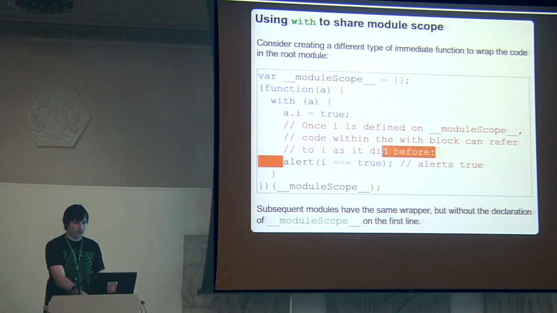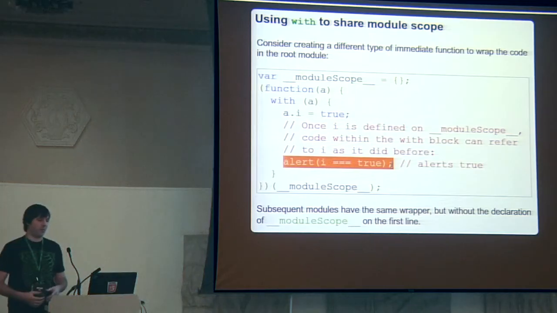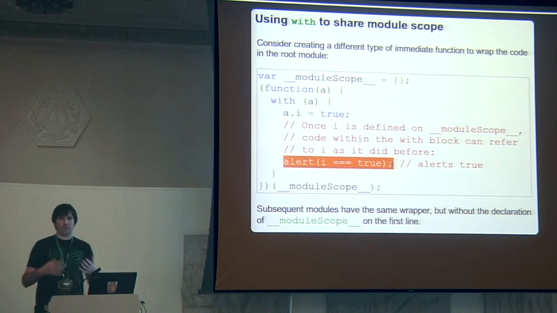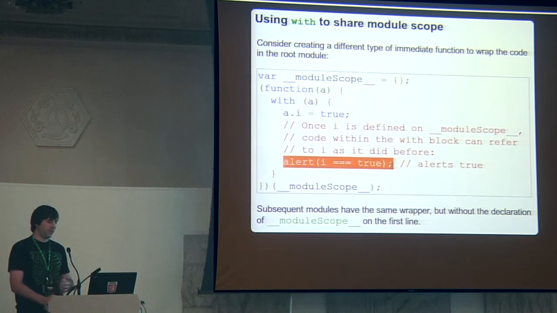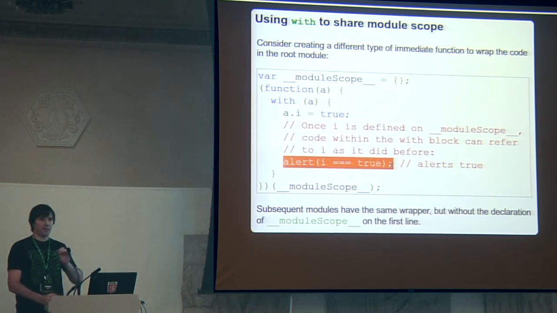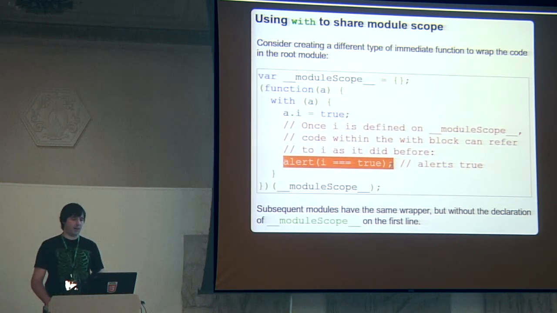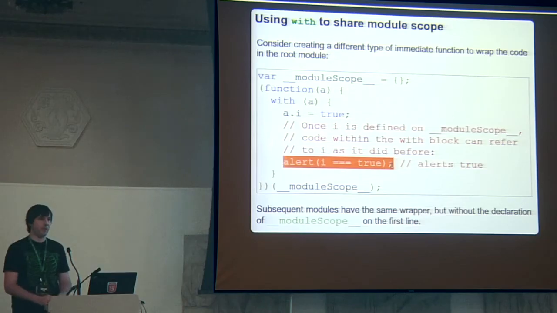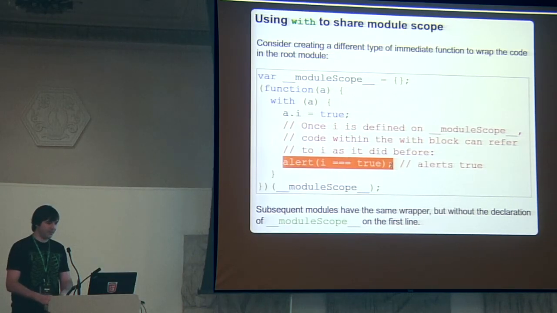However, once you do that, all your uses of that variable don't need to be prefixed with A anymore. If you had to prefix it with A everywhere, this would be extremely tedious, but you actually don't have to, because what's happening is that when this alert statement executes, it goes up the scope chain to get resolved, and it actually gets resolved on the object that was passed to with, which is A, or this module scope variable that we created.